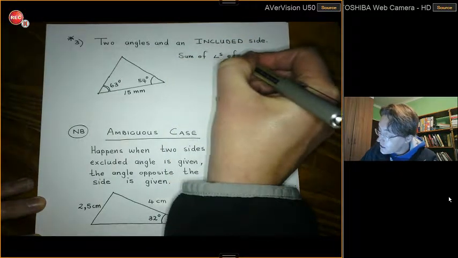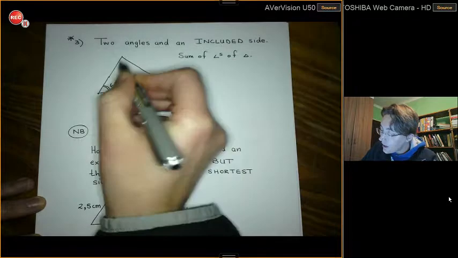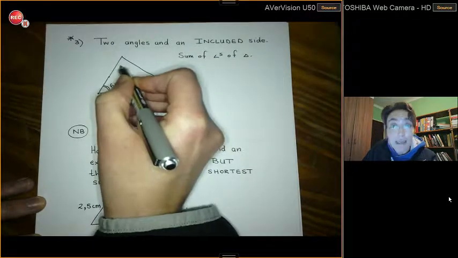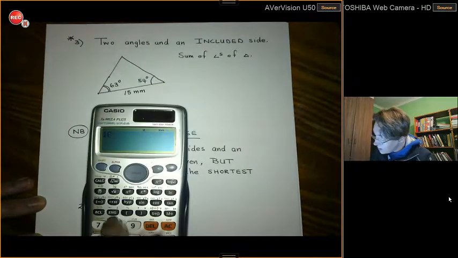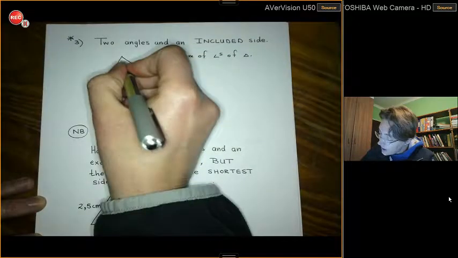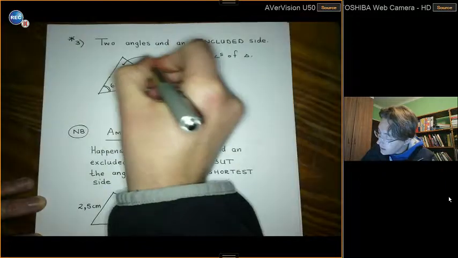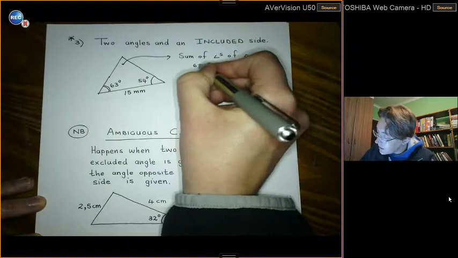So we will use the sum of angles of a triangle to calculate this missing angle right there. I'll simply say it's 180 degrees minus 63 minus 54, which is then going to be 63 degrees. So that one I can calculate and say that's 63 degrees.